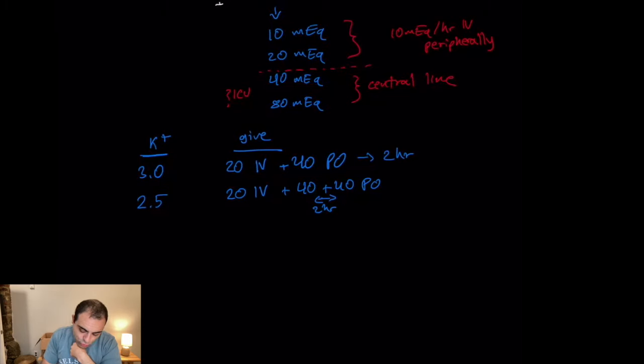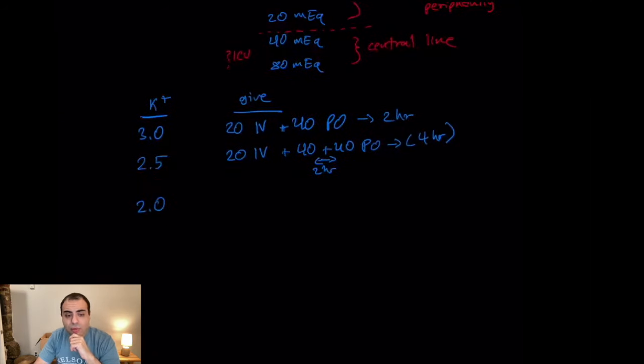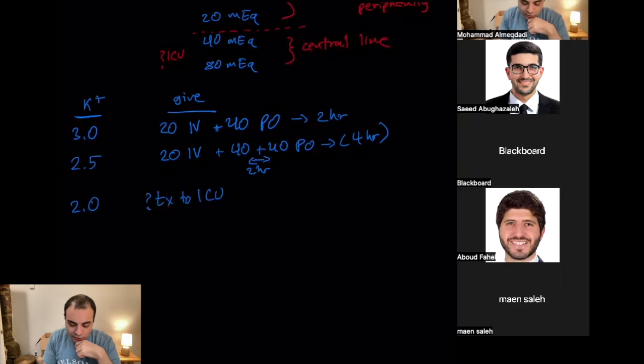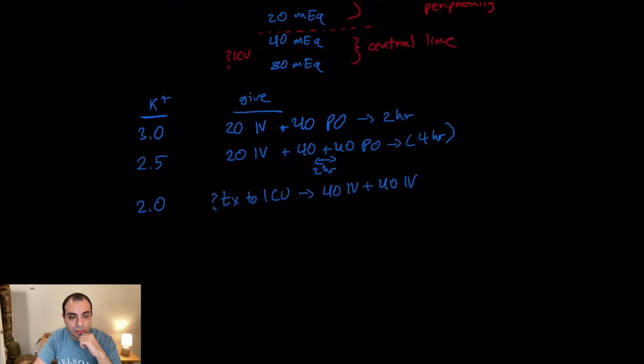How about if the potassium is 2.0? What do you think of this one? Here, you start to kind of worry that the patient might be unstable and might be at high risk of developing an arrhythmia. So usually, if you want to replete it quickly, then you want to consider transferring this patient to the ICU, okay, because then you can give 40 IV plus 40 IV right away, and this will replete within 1 hour essentially. Because they can just give the 40 all at once in the ICU. Okay?